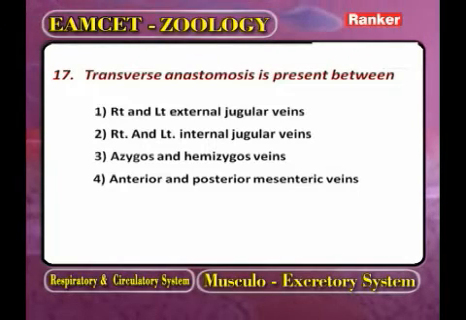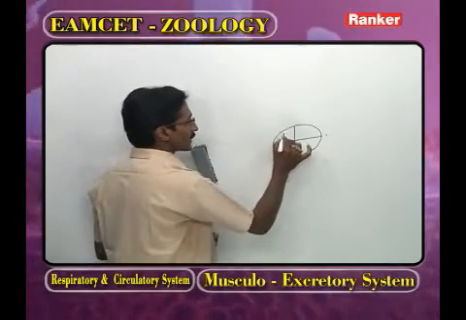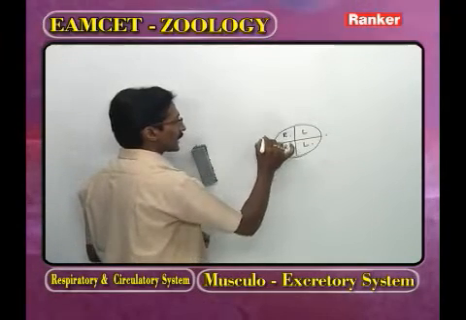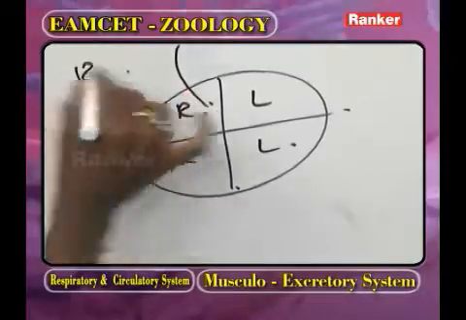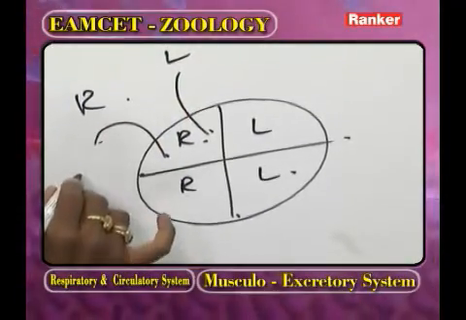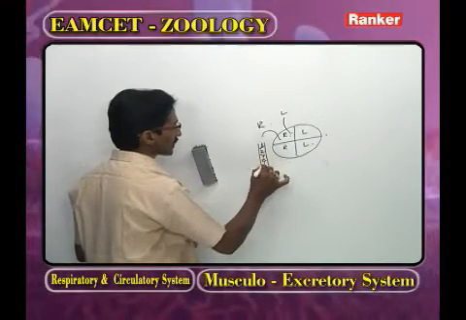Transverse anastomosis. What is meant by anastomosis? That is a blood vessel. How is it arranged? Transversely. Now you observe the diagram. Now this is a 4-chambered heart. This is the right precaval, this is the left precaval. Now towards the right side what is present? Azygos. This is called azygos.